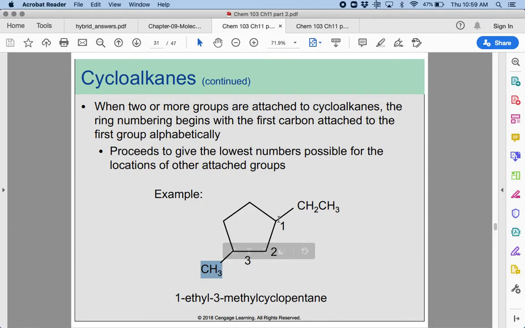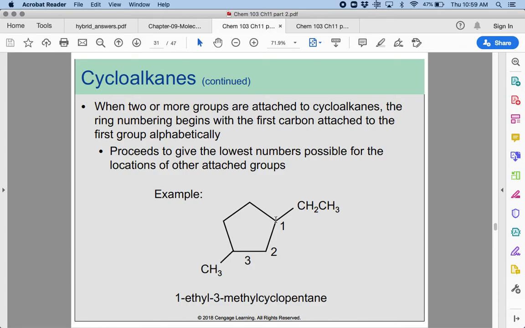So if I numbered it in this direction, 1, 2, 3, I would have 1-ethyl, 3-methyl cyclopentane. Now, if I started here and made this 1, 2, 3, I would have 3-ethyl, 1-methyl. And you want to try and make it in order. And it's a ring, so it doesn't matter if I started here or here. I want to try and have it in order. So that's why the ethyl group is the 1, because alphabetically E will come before M.